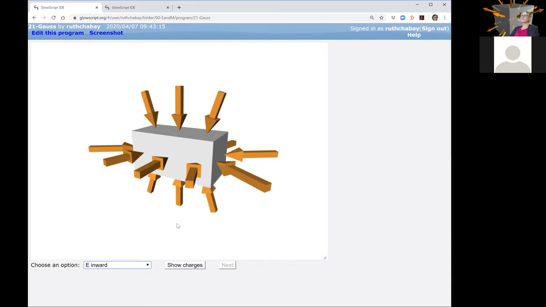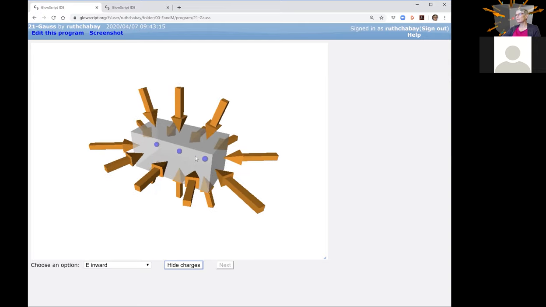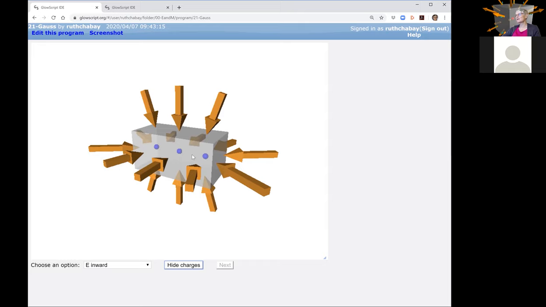Right, electrons, negative charges, some number of negative charges. And indeed, if we make our box transparent, we can see that there are three negative charges, represented by blue spheres in our conventions here, that are inside the box, and they're responsible for making that pattern of electric field on the surface of the box.